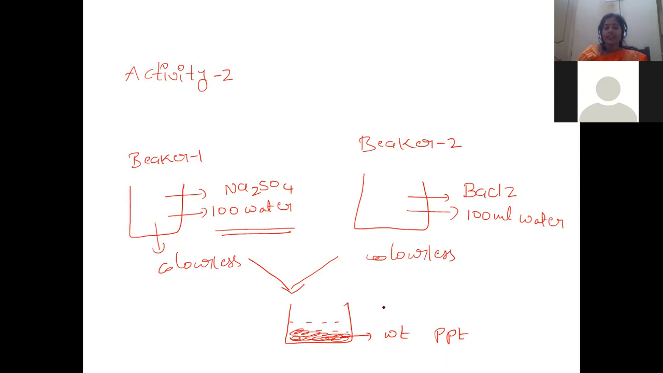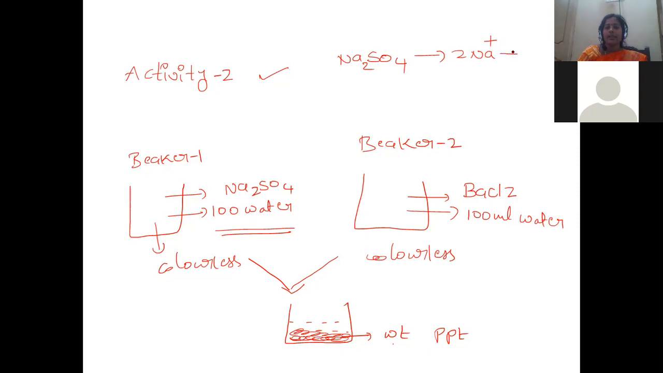This is the activity we are doing in this activity number 2. Taking a beaker added with sodium sulfate, taking another beaker added with barium chloride. When these two solutions get mixed, you can notice white color precipitate at the bottom. This is because when sodium sulfate is added to water, it easily ionizes into corresponding ions.